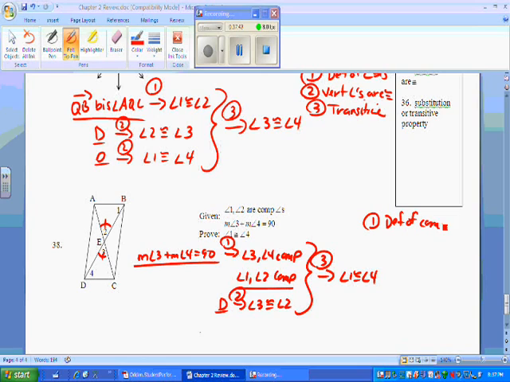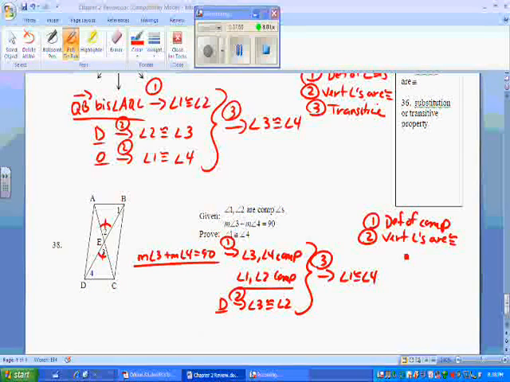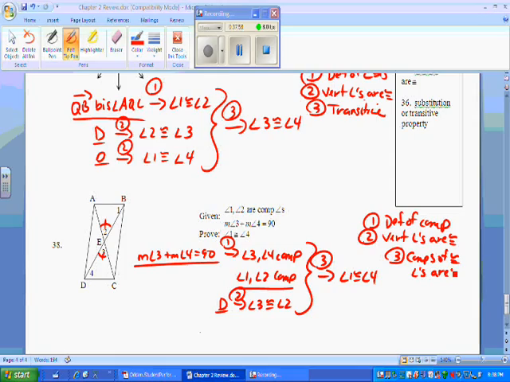Reason 1 is the definition of complementary. Reason 2 is the vertical angles are congruent. And 3 is the complements of congruent angles are congruent.